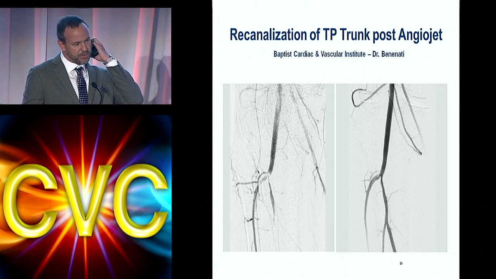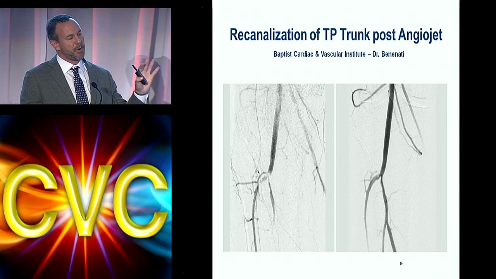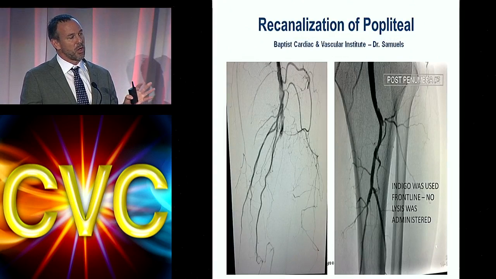This is a case from the guys down in Miami, Baptist Vascular Institute, Benedetti here. You can see here some clot down at the distal popliteal, down in the anterior tibial-peroneal trunk with slow flow through there. And you can see here taking down the Cat 5, sucking up all that clot, removing, and then getting very nice runoff without any risk of distal embolization. No lytics were given there.